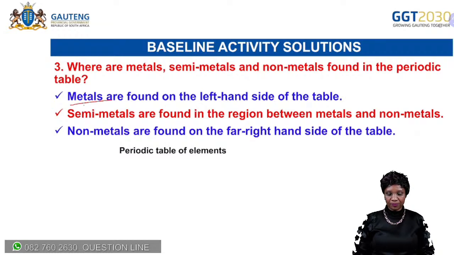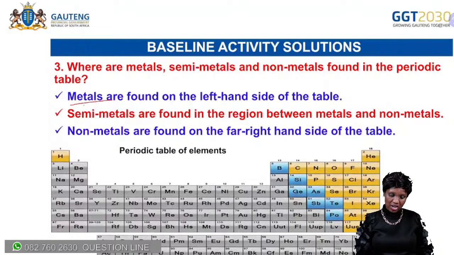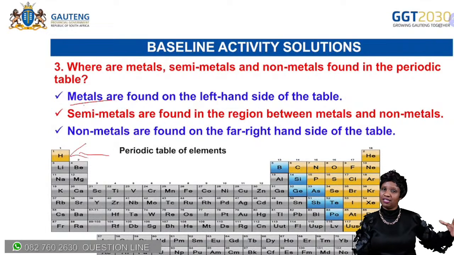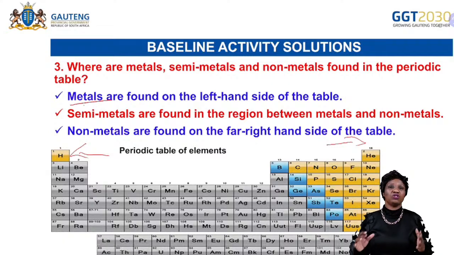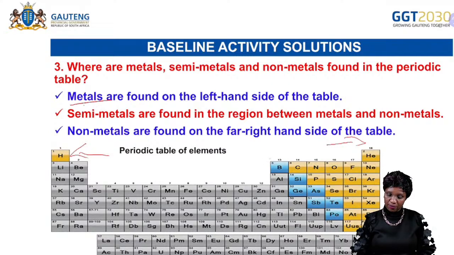Do you get it? And this is our periodic table of elements. If we are talking about the metals, we say we find them on the left-hand side. This is the left-hand side. And the non-metals are found on the right-hand side. What about the semi-metals? We say you can find them in the region in between the metals and the non-metals. This is the region where we find the semi-metals. Do you get it? Good. Let's move on.